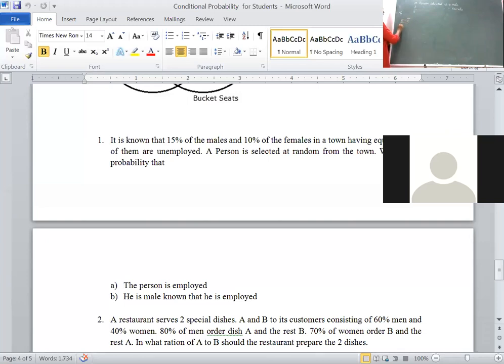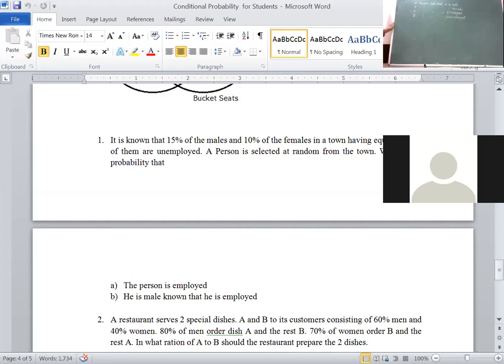Then how will we write? Complementary events formula: probability of employment plus probability of unemployment is equal to 1. Okay, then represent E as person selected is employed. The other one is the complement of E, that is, person selected is unemployed. Right now, you have identified the events.